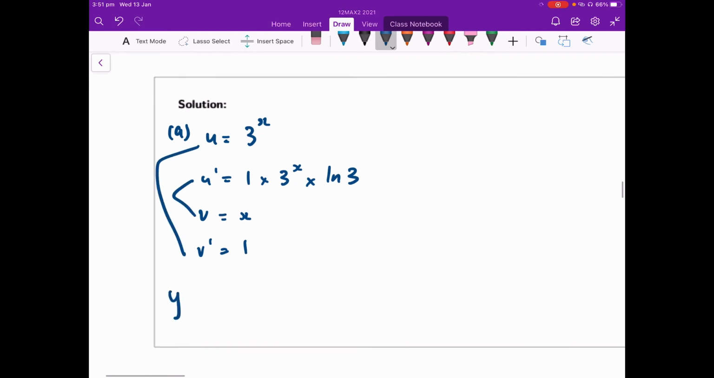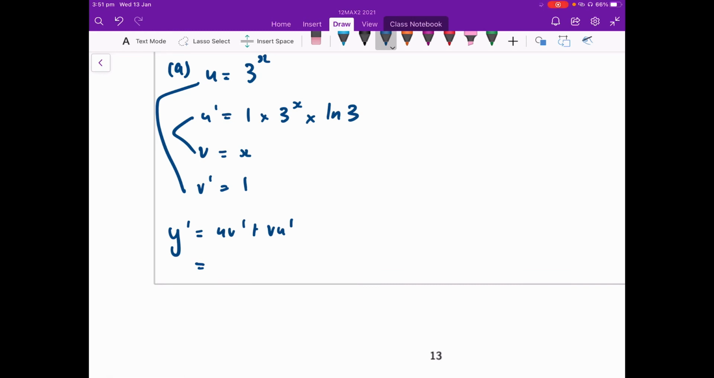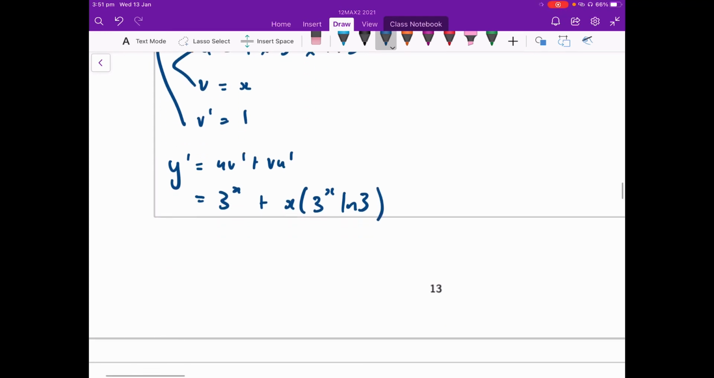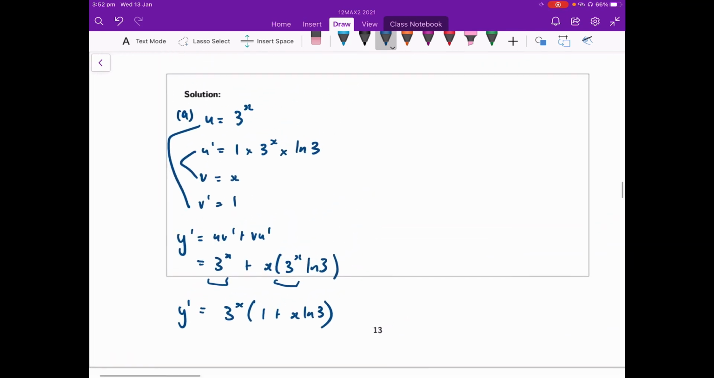Okay, so using the product rule, I'll multiply those together, so I'll get u v dash, which is 3 to the x times 1, plus v u dash, so here I'll have x bracket 3 to the x ln 3. Now I can see that I have a common factor of 3 to the x, so let's take that out. Brilliant, and that's our solution for that first one, A.